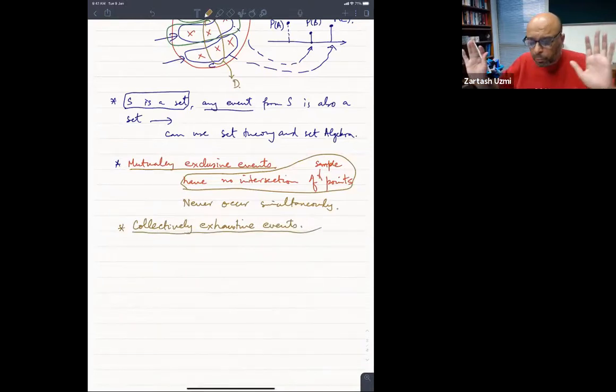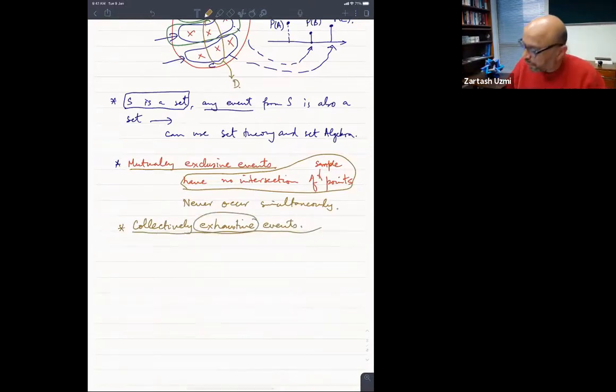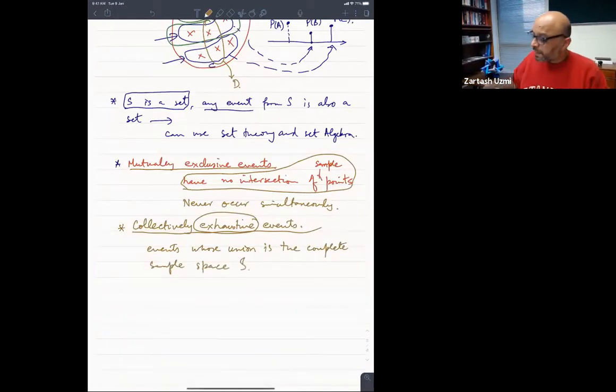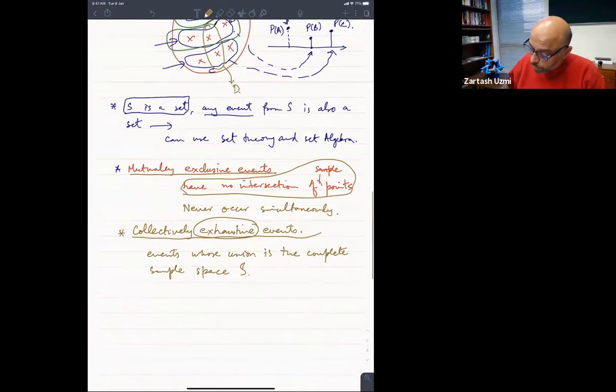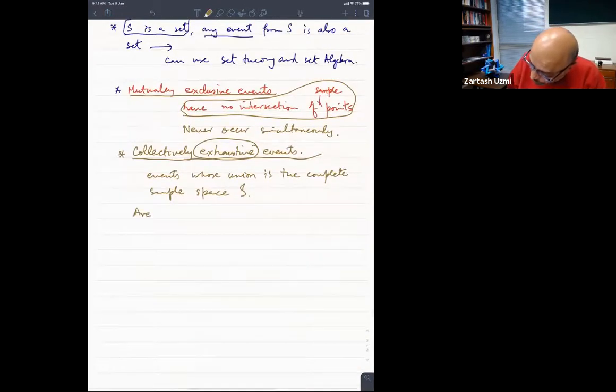Exhaust means they finish everything, they exhaust the entire sample space. Okay? These are the events, remember events are sets, whose union is the complete sample space S. The entire sample space comes if I take the union of the collectively exhaustive events. So now, are B and D collectively exhaustive? Yes or no? Answer in the chat window.